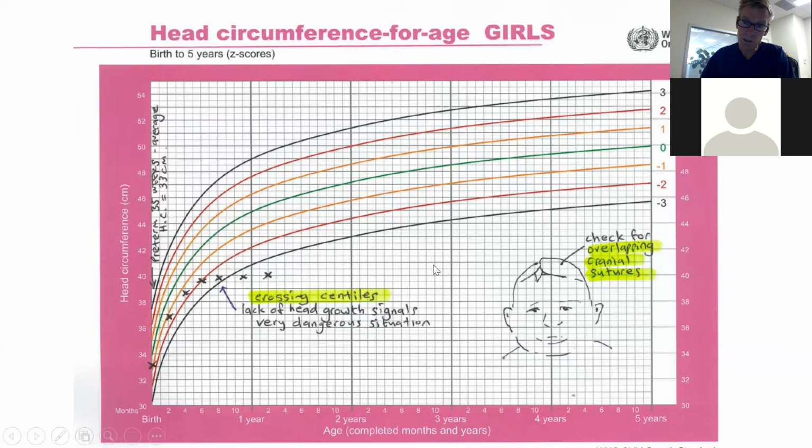In infants, it's good to check for overlapping cranial sutures too. And sometimes up to sort of 6 or 8 months of age, if the head's not growing, then the cranial sutures will overlap, and it will be evident that the child's brain is not growing, and that often represents chronic undernutrition.